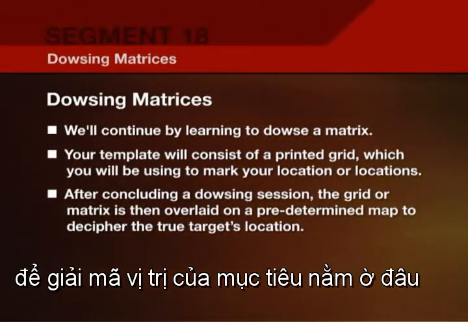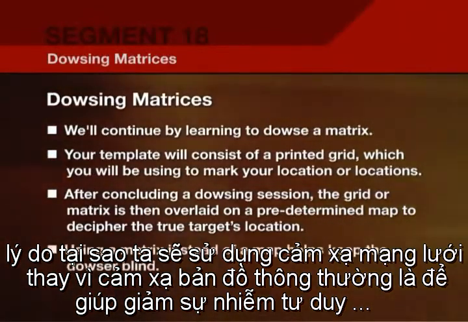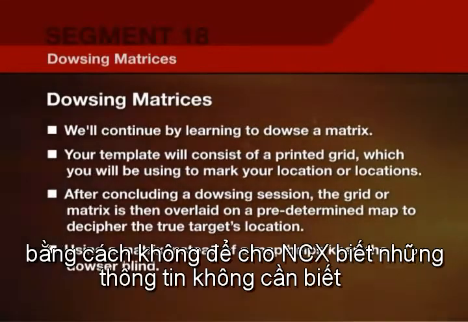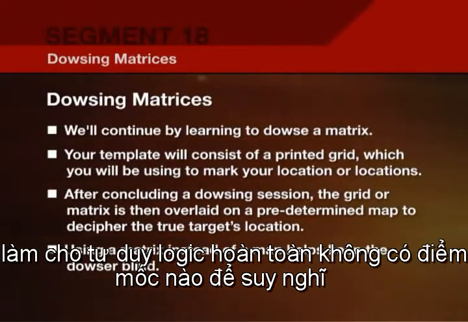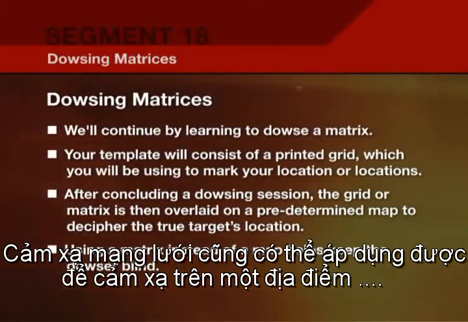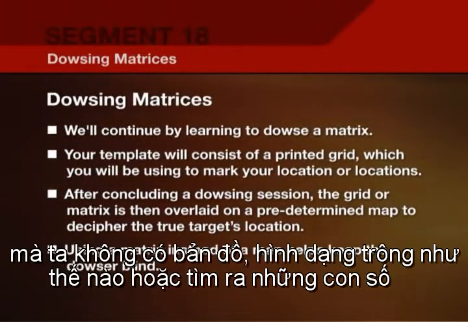One reason for utilizing a matrix as opposed to traditional map dowsing is to help remove analytical overlay by keeping the target blind to the dowser. Without being able to identify roads or land features such as you would in dowsing a map directly, there is now no reference to where the target may be based on analytical thinking. A matrix can also be used to dowse locations in an area of unknown shape and dimensions, or for determining numbers.